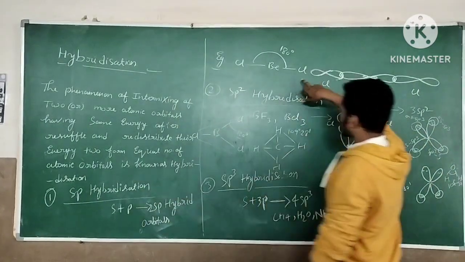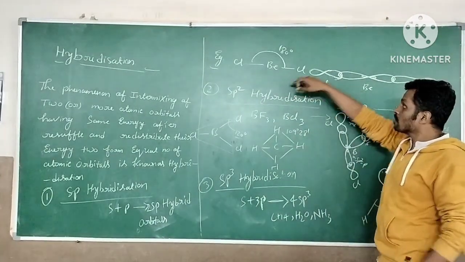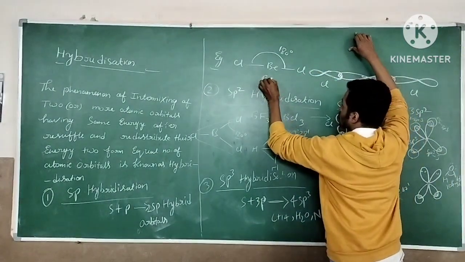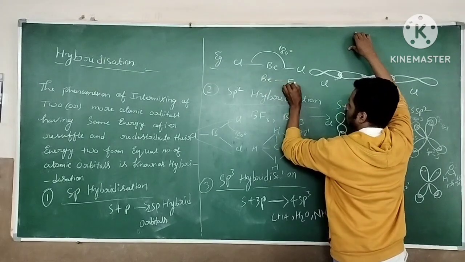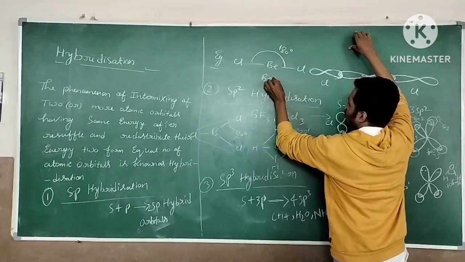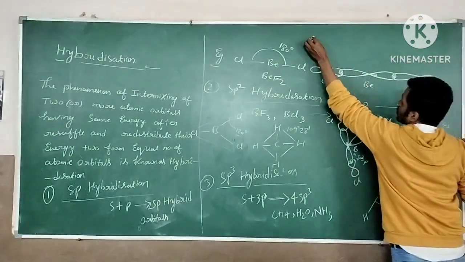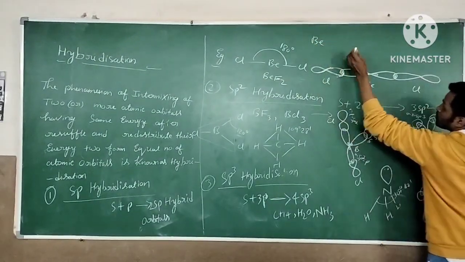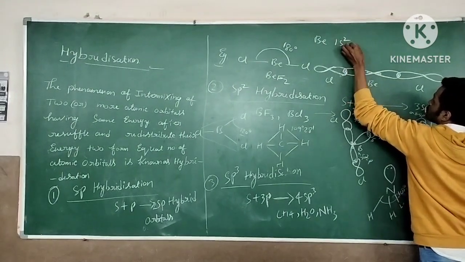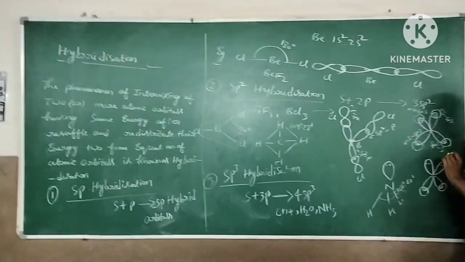For sp hybridization, the examples are BeCl2 and BeF2. What is the process? For example, the beryllium electron configuration is 1s2 2s2.